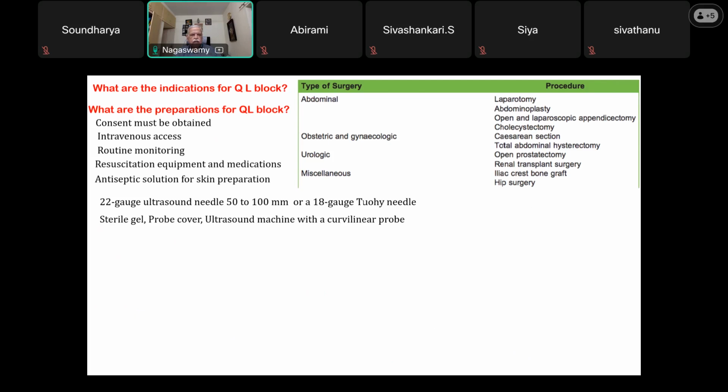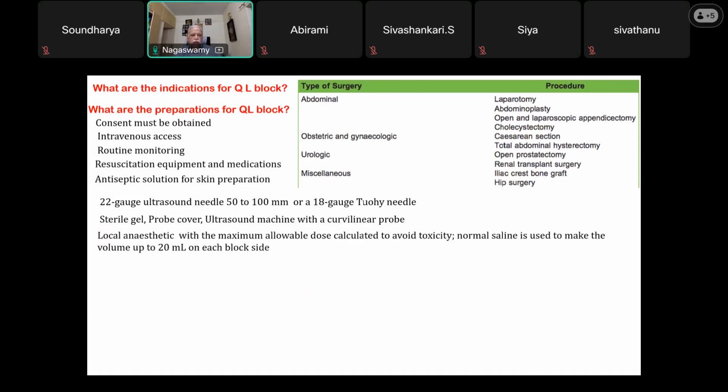You need a 22 gauge ultrasound needle which should be 50 to 100 millimeters in length because you have to go quite deep into the plane, or you can use a Tuohy needle if you plan to give a continuous technique, inserting a catheter there. You have to have a sterile probe, gel, everything for using that, and you must give at least 20 ml for each side. And the STOP before you block.